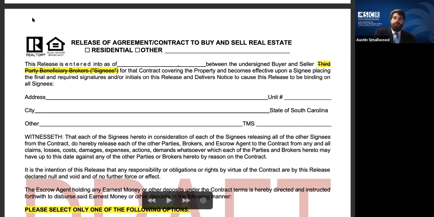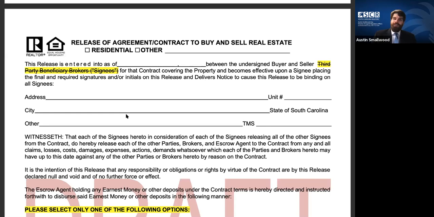So the first form we're going to go over is this release agreement of contract to buy. This form is different than your notice of termination. The notice of termination form 313 is simply a unilateral communication, so that is either the buyer or the seller notifying the other party, hey, we no longer intend to follow through with this contract. The release agreement is only valid when both parties sign it.